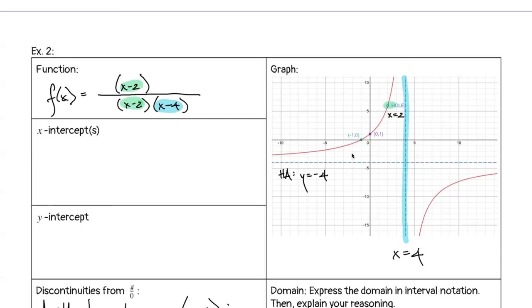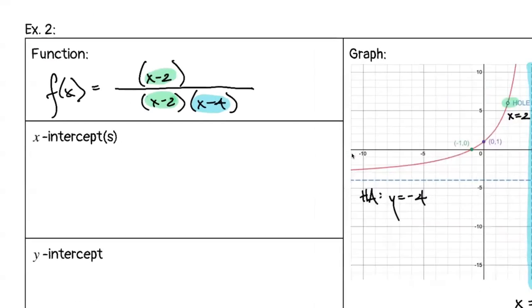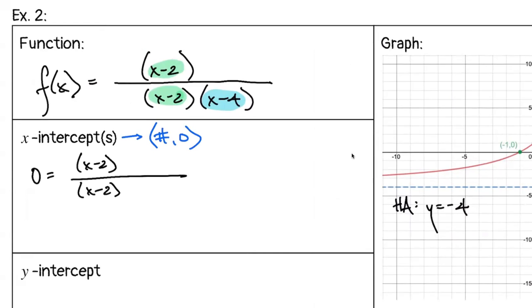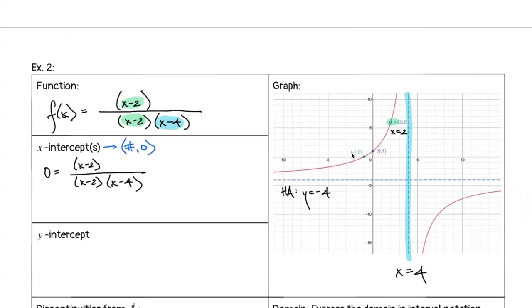Okay, so maybe let's go to the x-intercept one. Let's remind ourselves that an x-intercept is a number, comma, 0, right? All the y values are 0. And so let's see. If I want the y value of this to be 0, and I have an x minus 2 over x minus 2, x minus 4, let's see. What is the x-intercept on this graph?